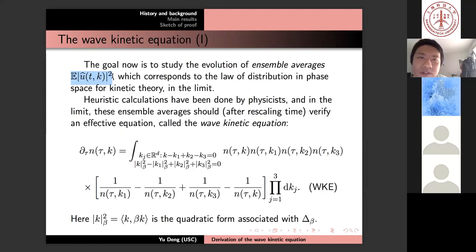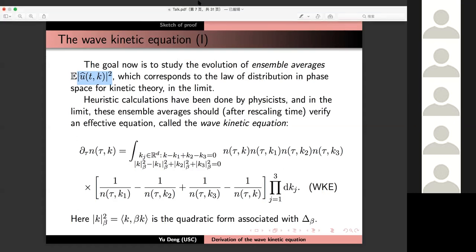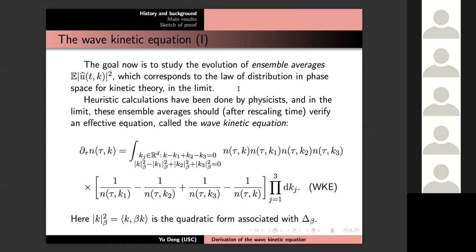From the point of view of statistical physics, this is quite natural, and also from the point of view of random data theory for nonlinear dispersive equations, it is quite natural, because what we're interested in is the evolution of these Fourier modes, these random Fourier modes. Okay, so let's continue with this effective equation, which we call the wave kinetic equation.